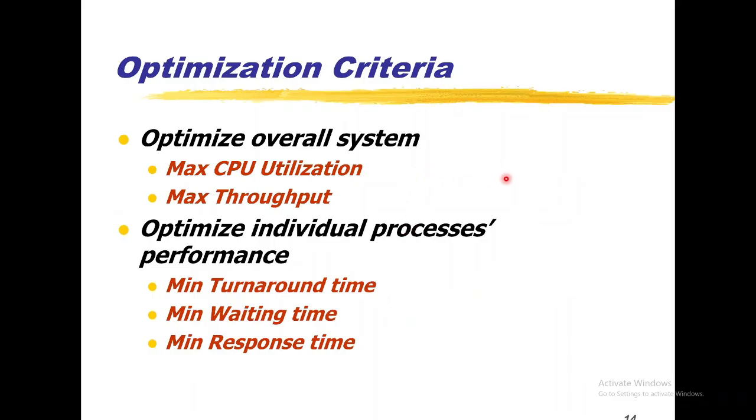So for optimization of any scheduling algorithm, to optimize the overall system, we need maximum CPU utilization and maximum throughput. That means we want the CPU to run as much as 100%, and we want many processes being executed within the available unit time. To optimize individual process performance, we want minimum turnaround time, minimum waiting time, and minimum response time. We don't want processes to keep on waiting. Waiting time should be minimum, response should be picked immediately, and the process should finish early.